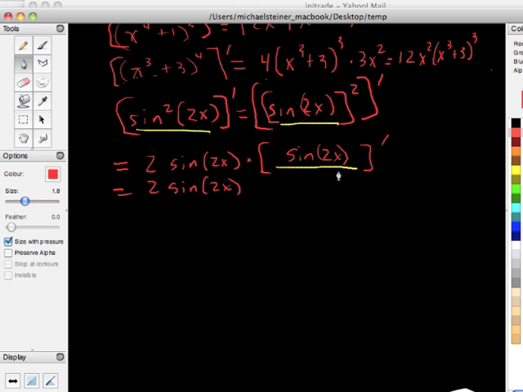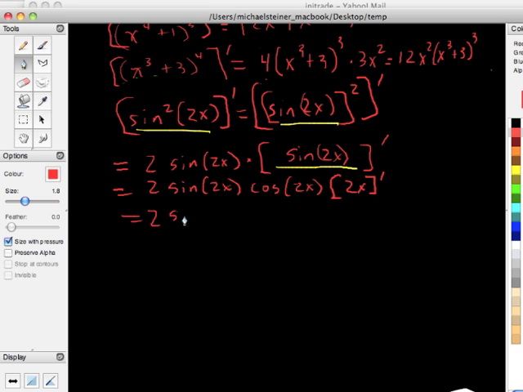But remember, the first thing this function does to x is multiply it by 2 and then take the sine. So the outside function is the sine. What's the derivative of sine? It's cosine 2x. But we still have to take the derivative of what's inside. So what are we left with here? The derivative of 2x is just 2.